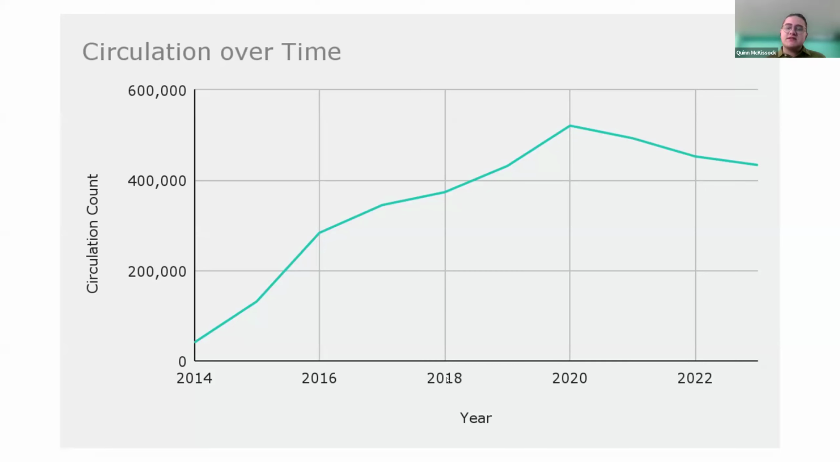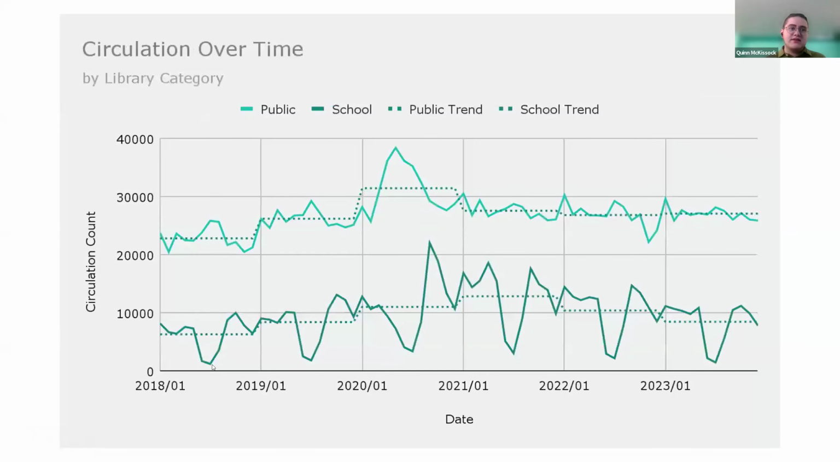And I think it's interesting to zoom in a little here, specifically on those most recent years. I've divided it up here by library category. So we've got public libraries in the light green here, school libraries in the dark green. And the first thing you'll probably notice is that, again unsurprisingly, school libraries have big peaks and dips based on the academic year. So we've got these dips, obviously, in the summer, and then these big peaks in the fall, and then a smaller peak around the start after winter break.